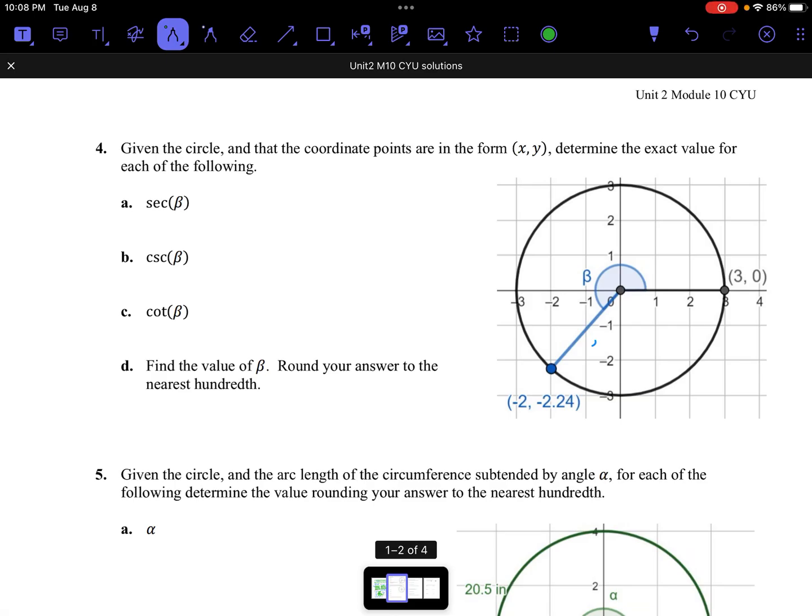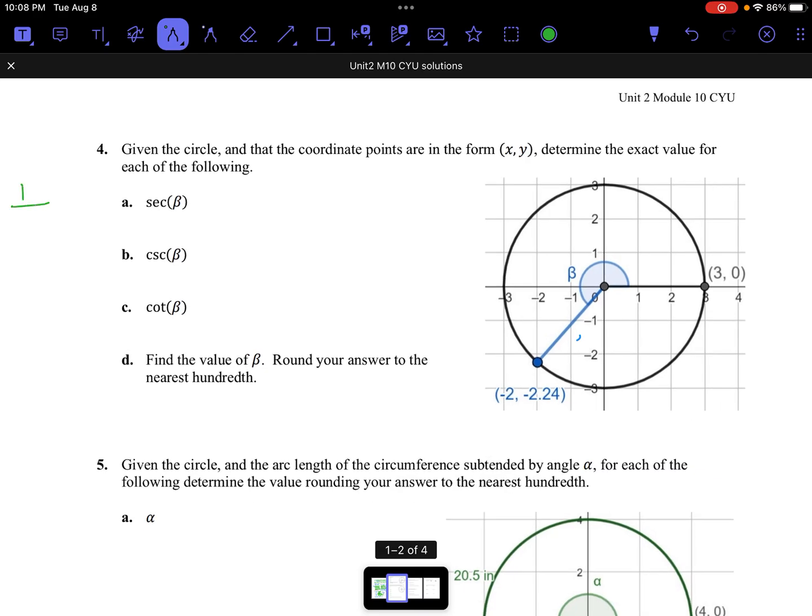In the next two problems, we're going to keep working with finding exact trig values given circles and points on those circles. So in this next problem, given the circle and the coordinate points in the form x, y, determine the exact values of each of the following. Now, let's keep in mind, secant is the reciprocal of cosine, so that would be 1 over cosine of beta. And since cosine, we talked about in our last problem, was the same as x over r when we're dealing with our unit circle, secant could be thought of as r over x.